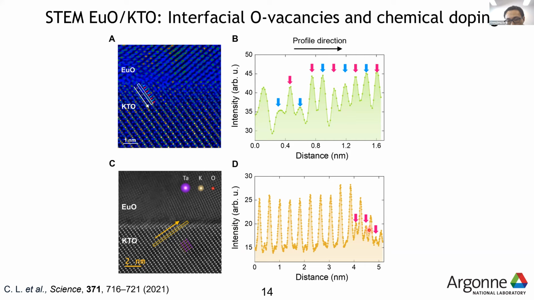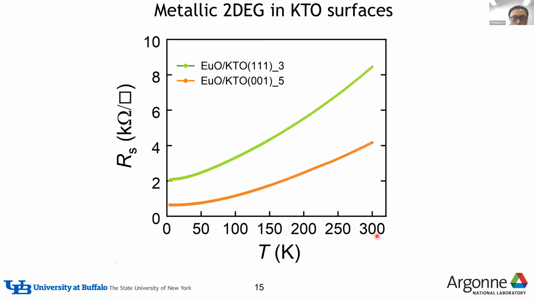Here, I'm showing you the transport measurement on the EuO/KTO system. The green dots are the measurement on EuO/KTO 111. Here, 111 refers to the surface crystalline orientation. Basically, we can grow the EuO oxide layer on top of KTO, and the surface of KTO can have different crystalline orientations. So we investigated the 111 as well as the 001 surface. In both cases, we can get a metallic behavior, as shown in this slide.